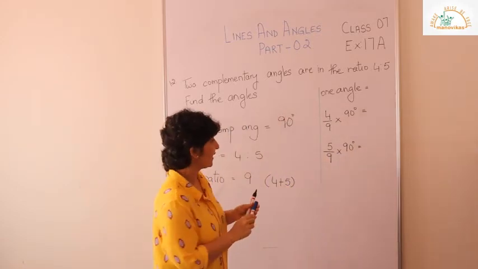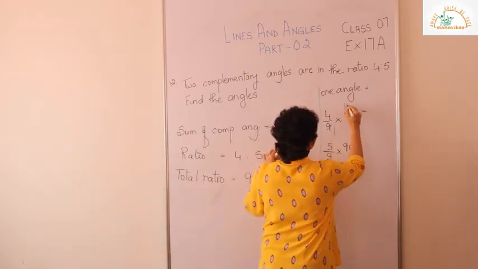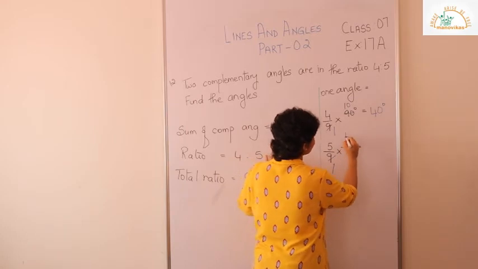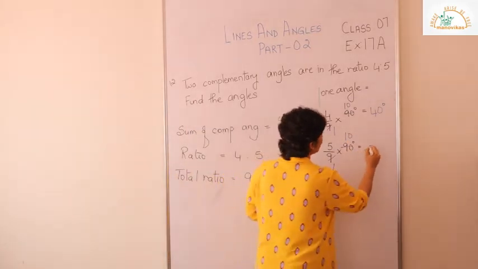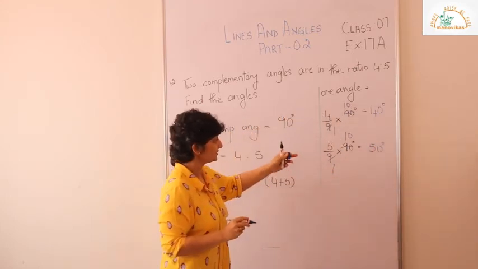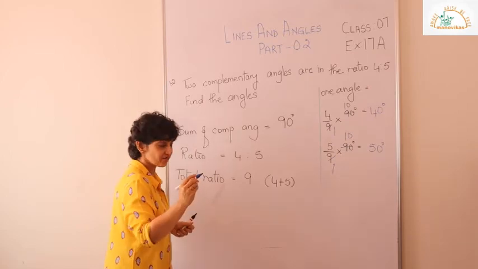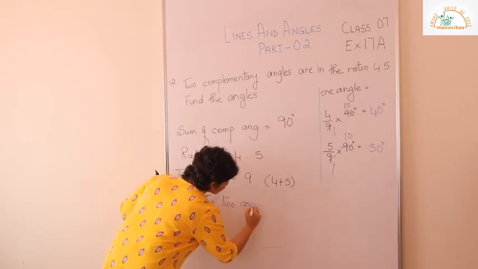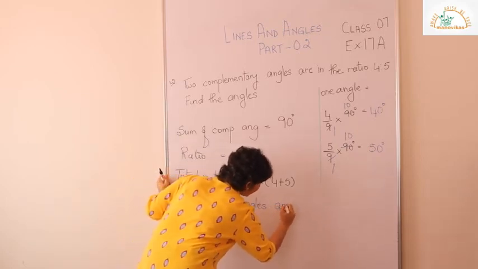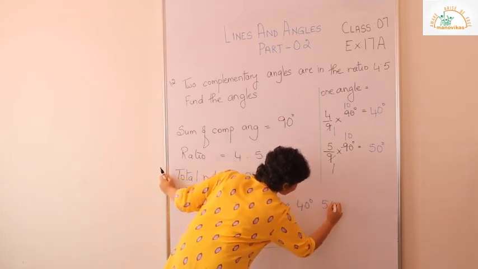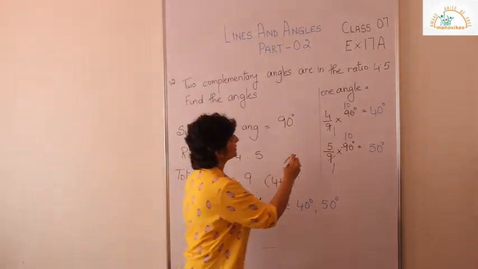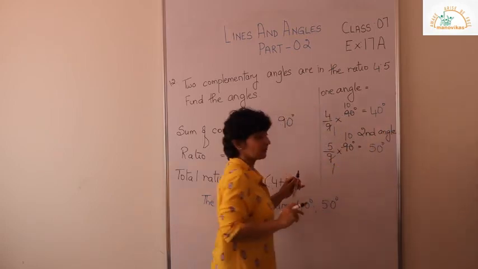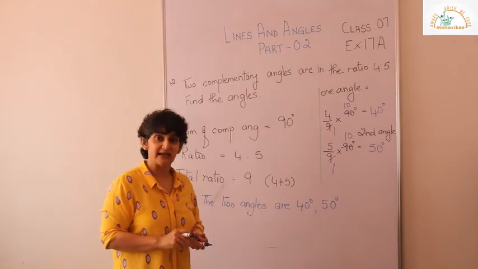So, when I reduce, what do I get? 9 ones are 9, 9 tens are 90. So, 4 tens are 40 degrees. Again, 5, 9 ones are 9, 9 tens are 90. 5 into 10 will give you 50 degrees. So, the two angles are 40 degrees and 50 degrees. Let's write it. The two angles are 40 degrees, 50 degrees, right? This is your second angle. Right? Because 40 plus 50 gives you 90 degrees.